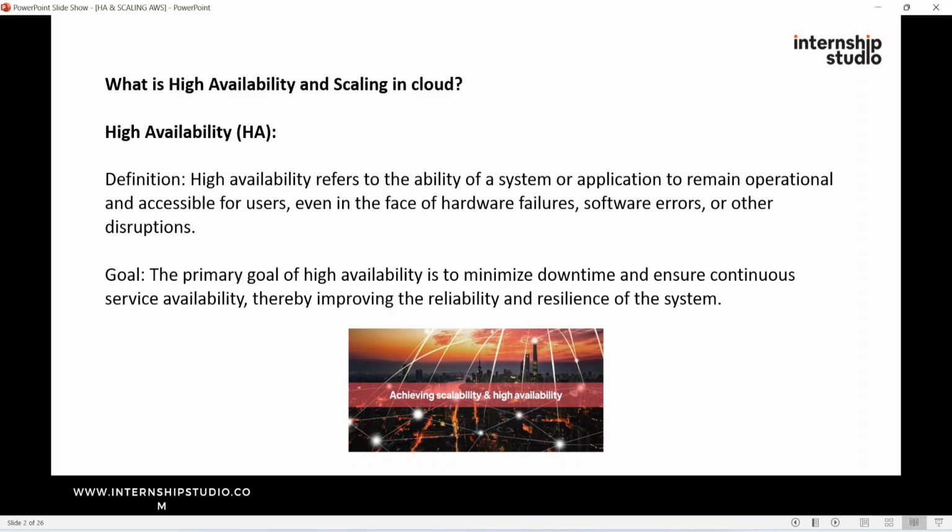So, in conclusion, we can say high availability in the cloud is akin to orchestrating a flawless music festival. By strategic planning, distributing resources, implementing redundancy, and automating responses, cloud systems ensure a continuous and reliable experience for users, just like a successful and uninterrupted music festival.